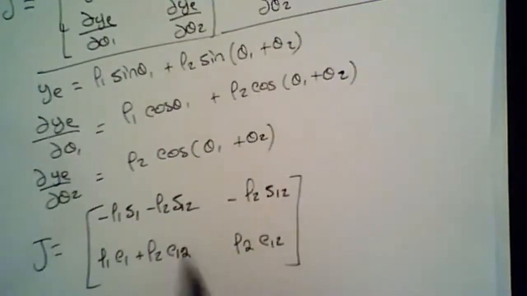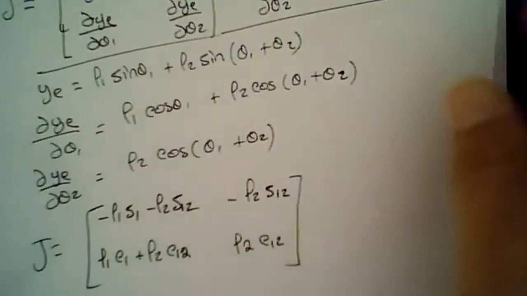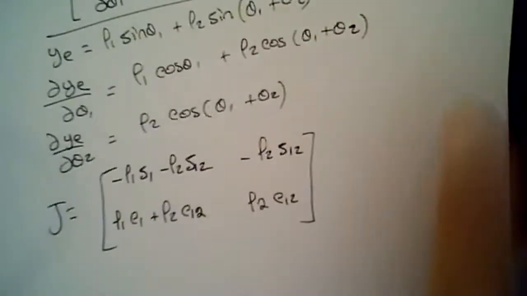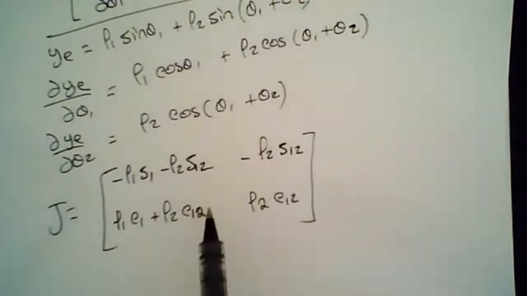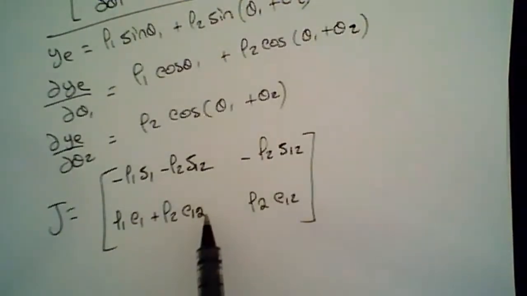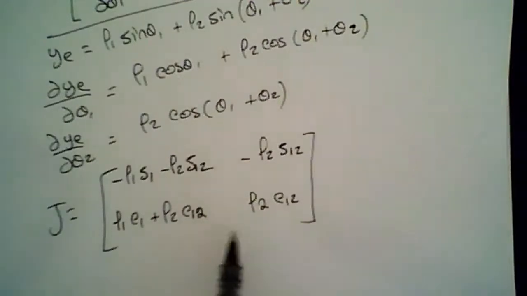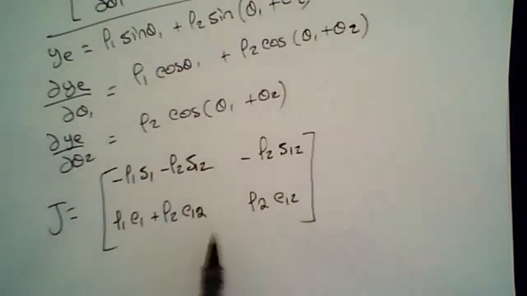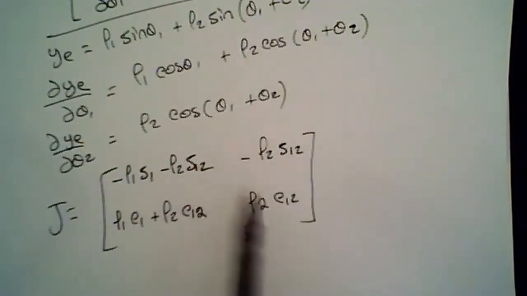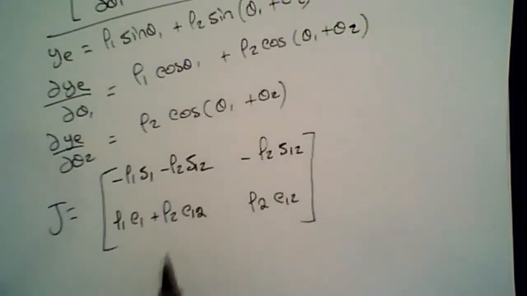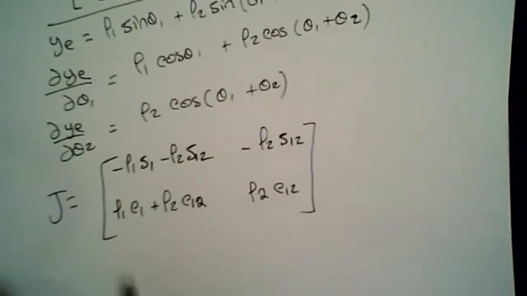So now you can see basically the Jacobian is a 2 by 2 matrix in this case. The reason it's 2 by 2 is that it's a 2 degree of freedom robot operating in a Cartesian space, a 2D space. That is why this is a 2 by 2. We'll go more into this later in the course.